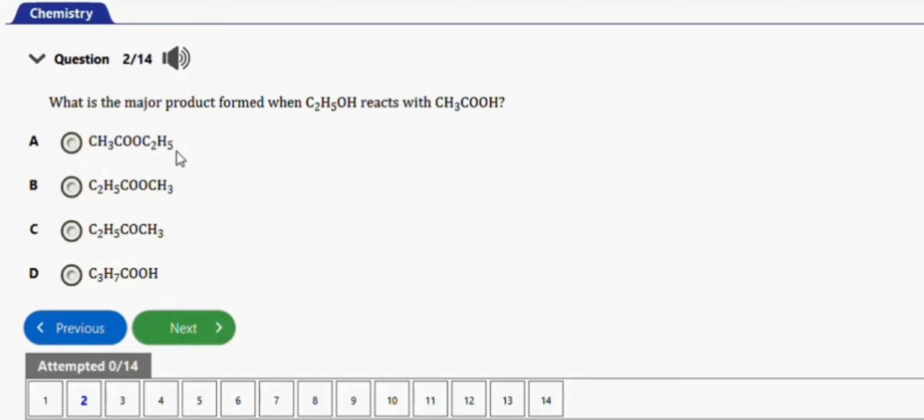To name this, it is ethyl ethanoate. We have 2 carbon atoms after the second oxygen atom. So that's the order you follow.